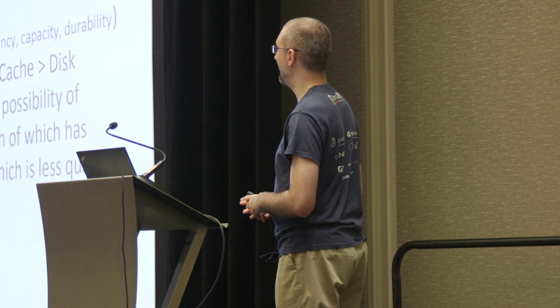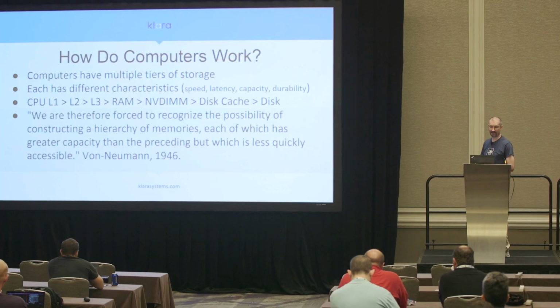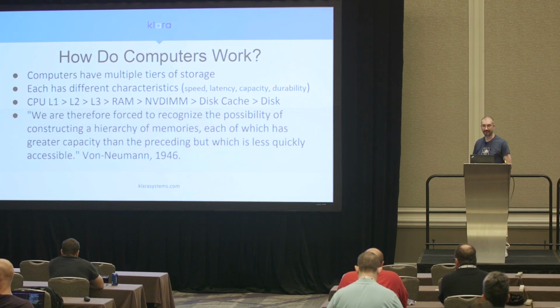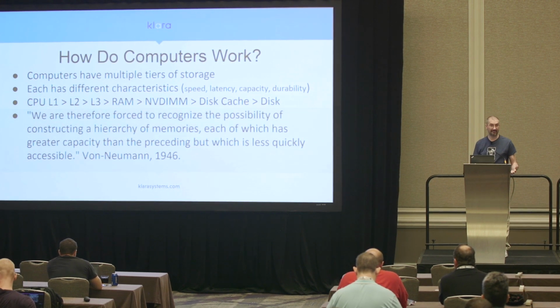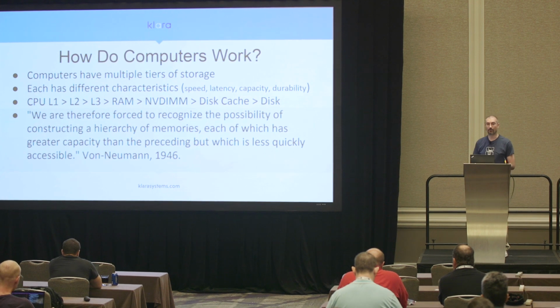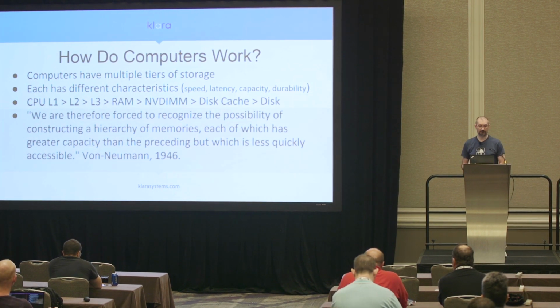Anyway. So, caching. How do computers work? As it turns out, there are multiple different tiers of storage in a computer. Some of these are persistent, and some of them are not. But they each have different characteristics. Some are faster, or have lower latency, or have a lot more capacity, or have better durability. But you end up with this hierarchy.